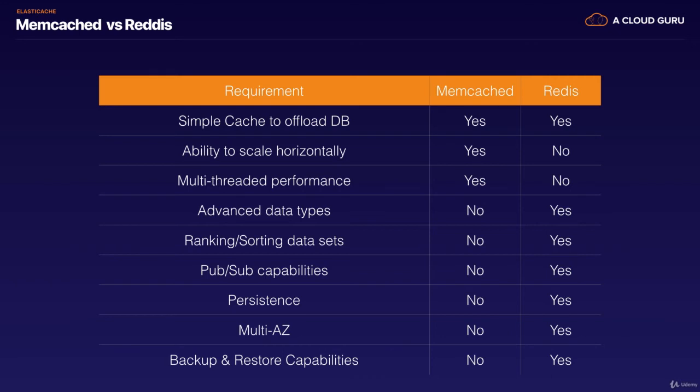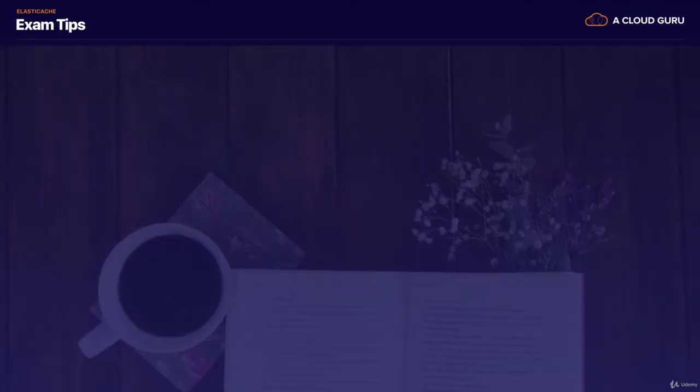If, however, you're going to need things like advanced data types, ranking and sorting data, pub/sub, so publishing and subscribing capabilities, multiple availability zones or persistence, or you need the ability to do backup and restores, then you're going to use Redis. So if you want multi-AZ, backups and restores, and more advanced data types, then you're going to use Redis. If you just want something simple and easy to get started with, then you want Memcached.